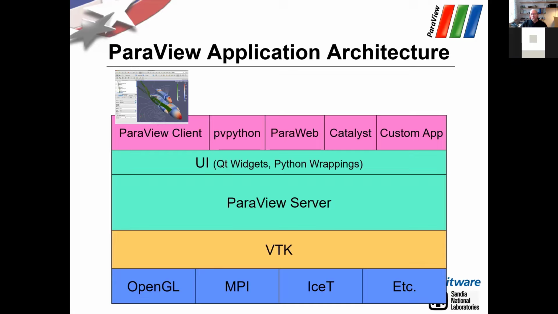Then there is ParaViewWeb, which is a web-based version of ParaView. Catalyst is also a specialized version of ParaView. So this is the main architecture.